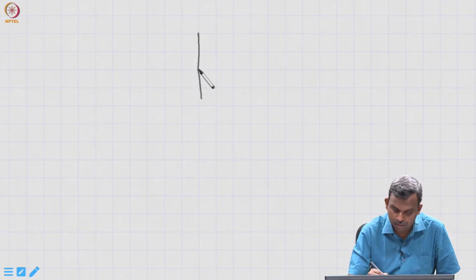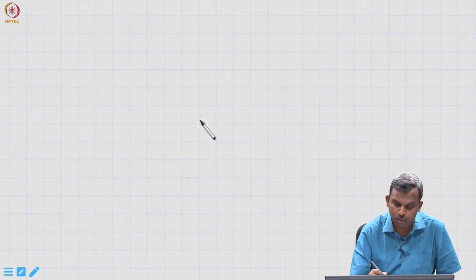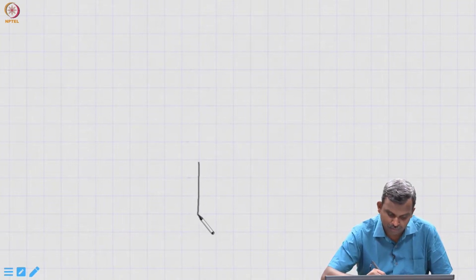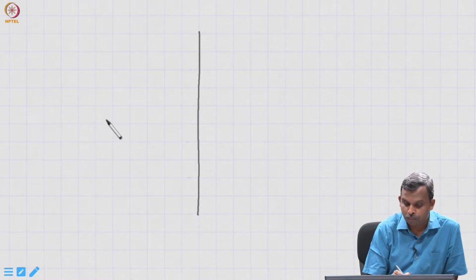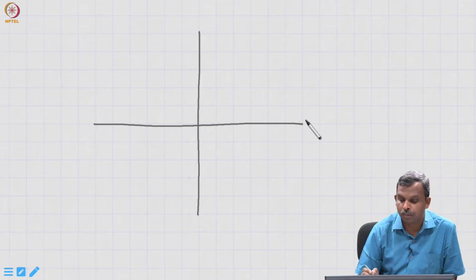So let me draw once again. Oh my goodness, it's going all over the place. So let me draw from here to there. Let's see if this is better. Yeah, that's better. Okay, so that's the y-axis, and then you have the x-axis. Okay, there you go.